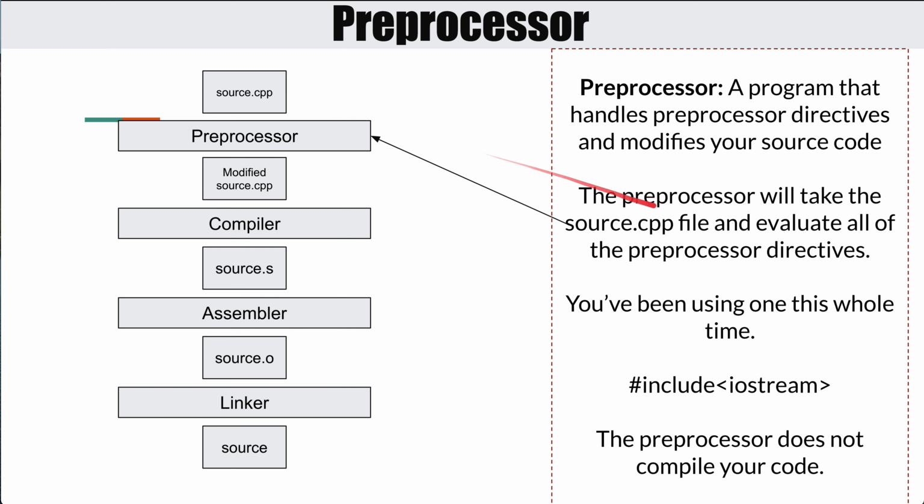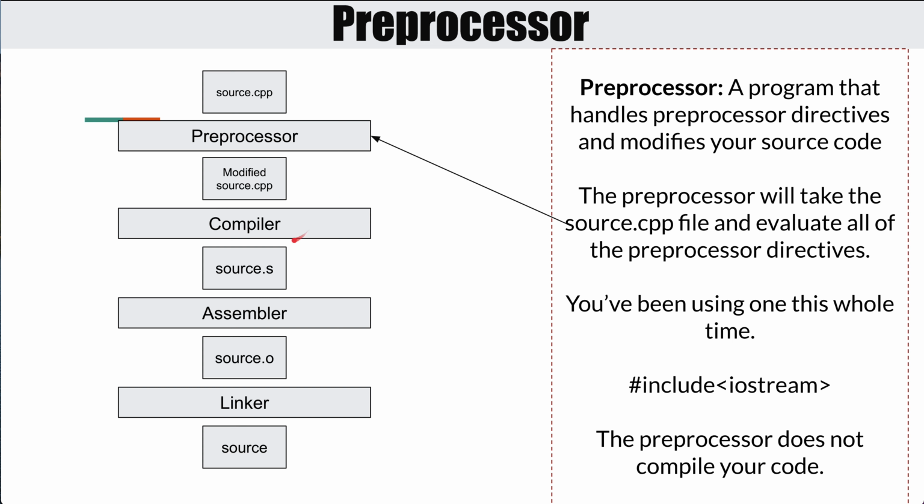So the first step here is the preprocessor is going to take your source file, that .cpp file, and evaluate all the preprocessor directives by sending it to the preprocessor. Okay, and what's going to come out of that is a modified .cpp file. And this step is not compilation. This step is simply doing just the preprocessor directives, okay? And C and C++ are the only languages that have a preprocessor, okay?